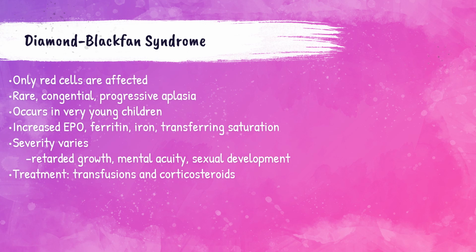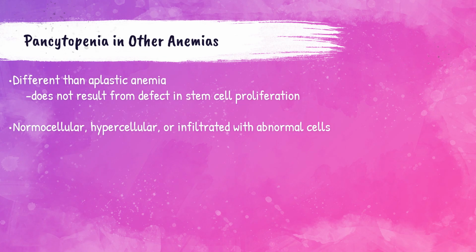They can have general anemia symptoms, so paleness, weakness, and fatigue, but symptoms can vary. Patients can have growth abnormalities, so retardation of growth, smaller head size, webbed necks, malformed hands. Sexual development can also be affected, and patients can have issues in their cognitive functioning. There can be other pancytopenias that are different than aplastic anemia. So a decrease in red blood cells, white blood cells, and our platelets that isn't from the result of a defective stem cell proliferation in the bone marrow.